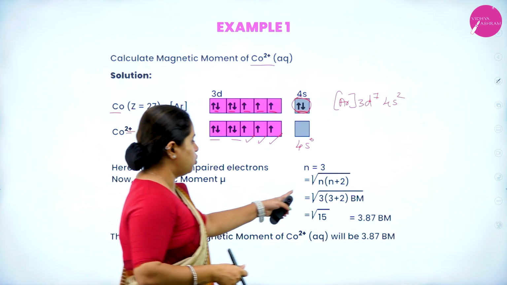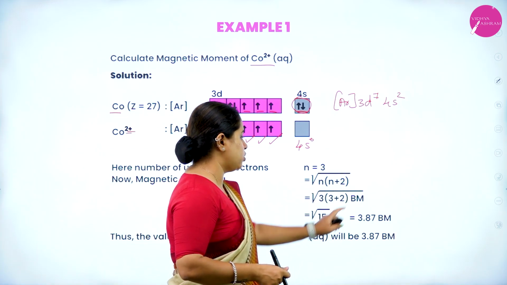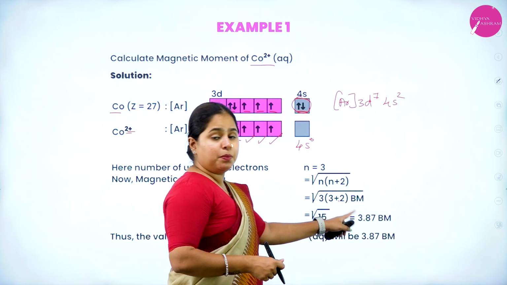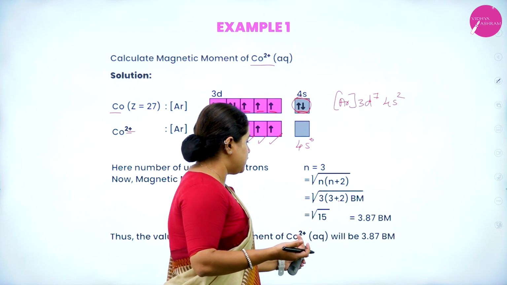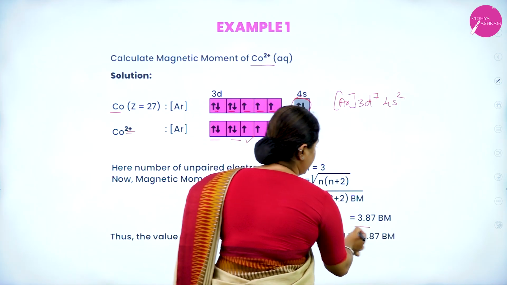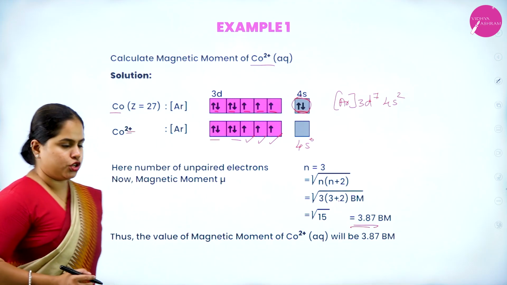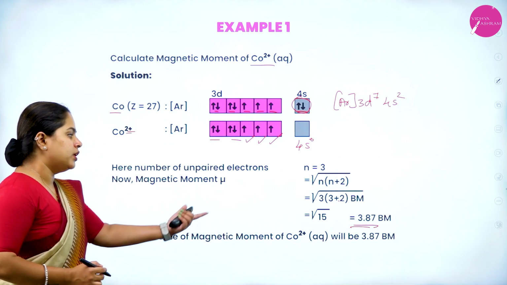So you calculate root of n into n plus 2. That is root of 3 into 3 plus 2. 3 plus 2 is 5. 5 into 3 is 15. You have root 15, which is 3.87 Bohr magneton, right? Thus the value will be 3.87.